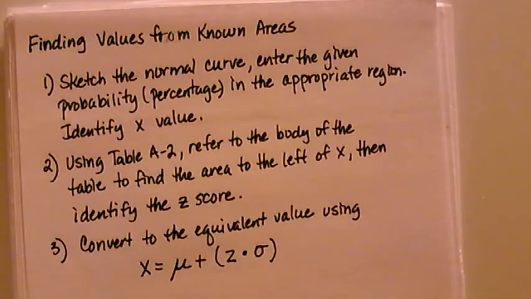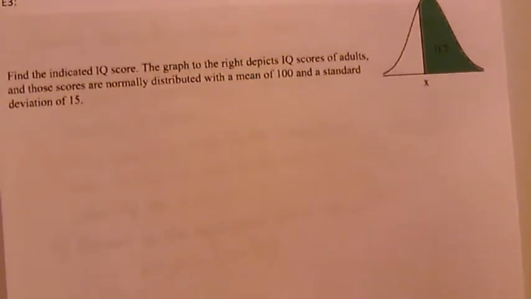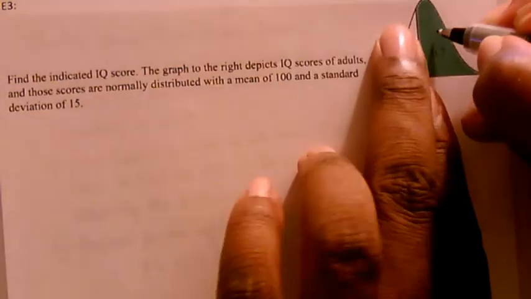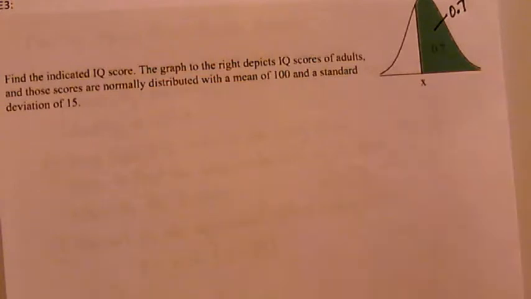But these 3 steps are just important. Okay. Now let's look at an example of just one of these. In fact, we'll look at a lot of examples. In this case, we want to find the indicated IQ score. The graph to the right depicts IQ scores of adults, and those scores are normally distributed with a mean of 100 and a standard deviation of 15. Okay. Now, this area to the right, I don't know if you can see this, but that's 0.7.